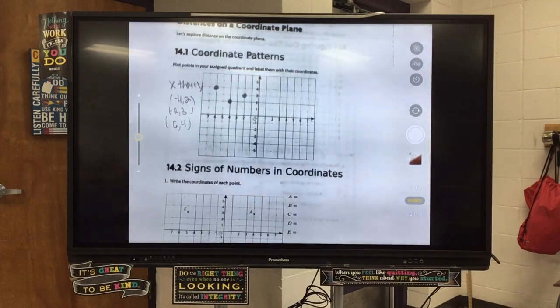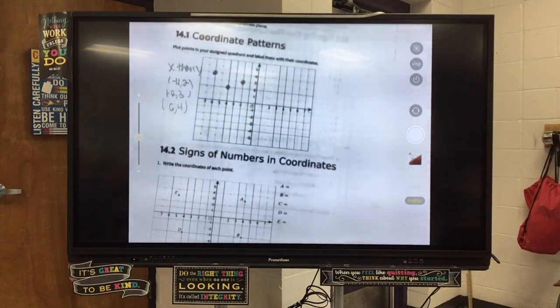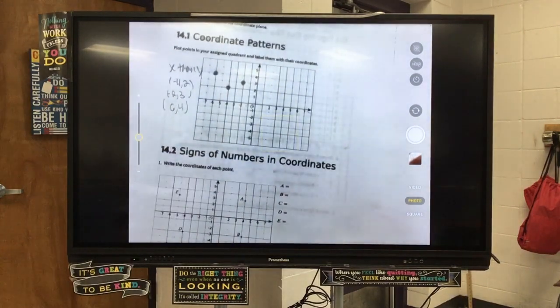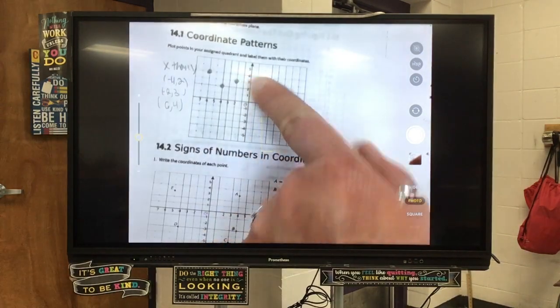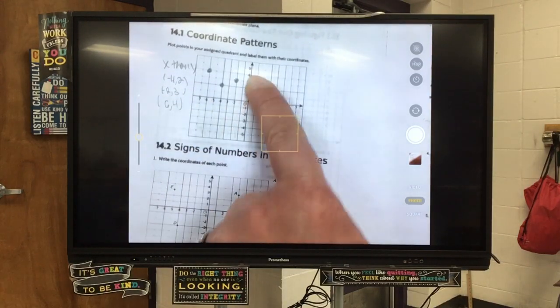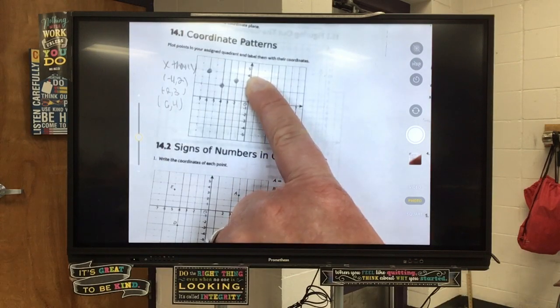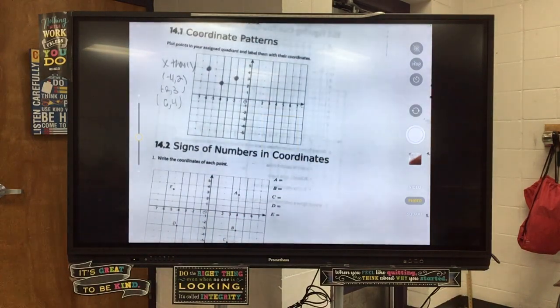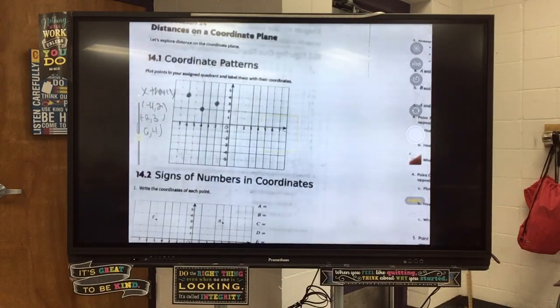To the right. Not to the right. Because it's a negative, right? So you're going... Where are your negatives on? So, for this one, you gotta go 2 to the left because you have a -2, right? And then you're going to go 3 up because you have a +3. All right, so that last one should be (-6, 4). So how many are you going to the left or to the right?